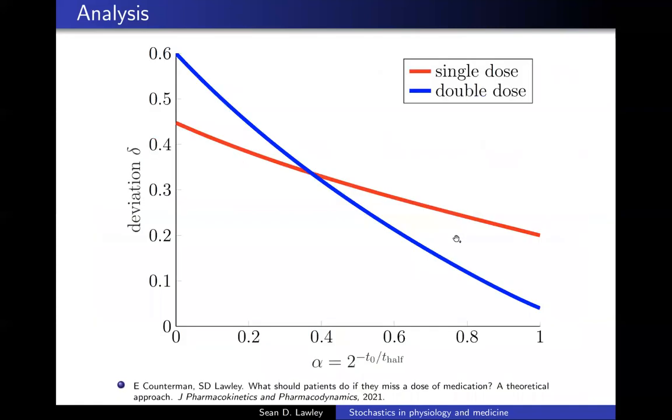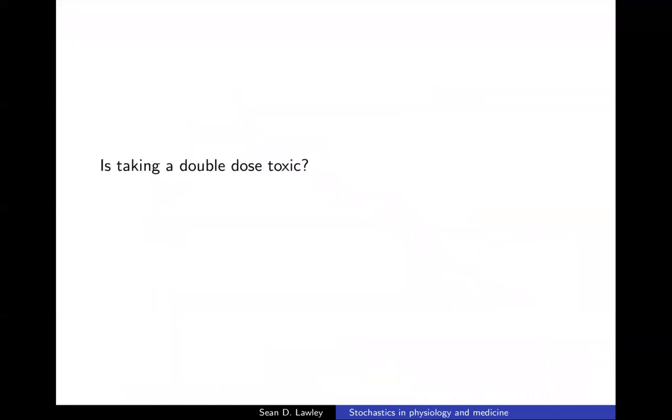So first, this is just a plot. I'm plotting in blue and red these deviations as a function of this parameter alpha, which describes how the half-life relates to the dosing interval. Over here is a long half-life, large alpha, and you see the deviation is in fact smaller.